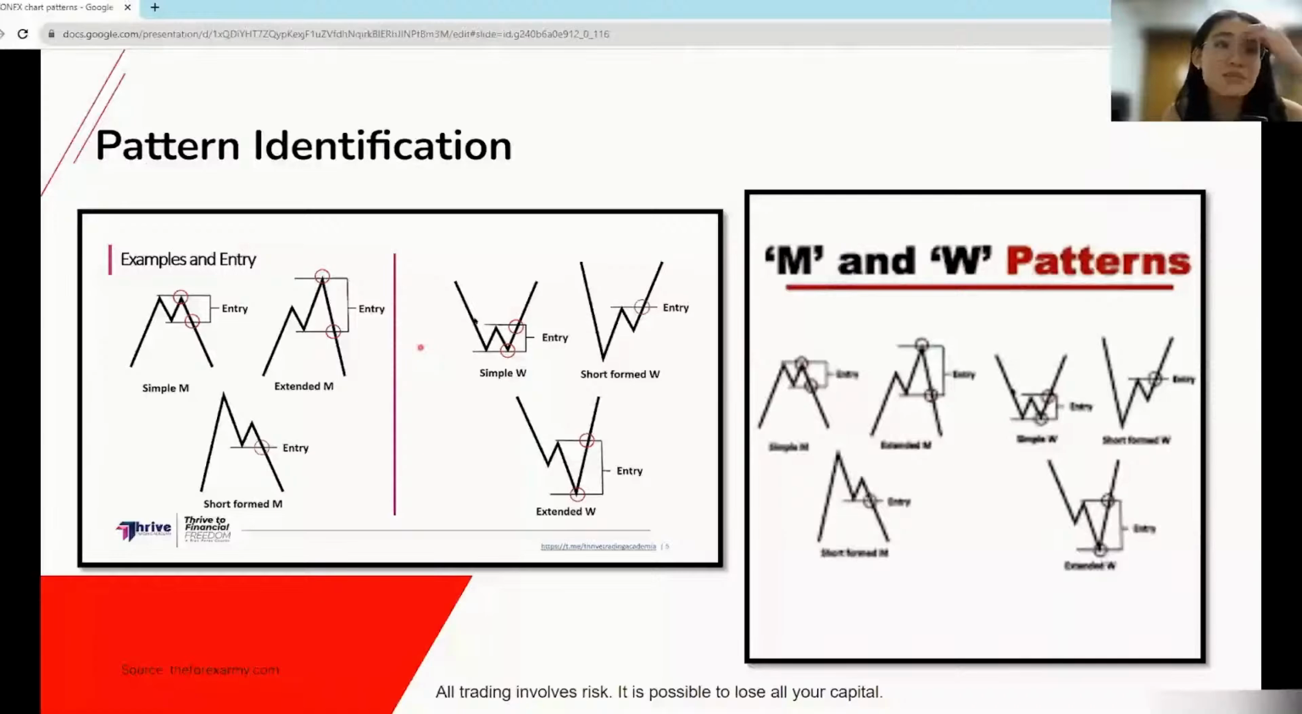You can see that instead of our simple M, we also have extended M's and short form M's. Instead of the simple W, as we mentioned earlier, which would be our reversal patterns, we now have extended W's and short form W's as well. They're just slightly more complex to understand, but once you do, they can be spotted really easily as well.